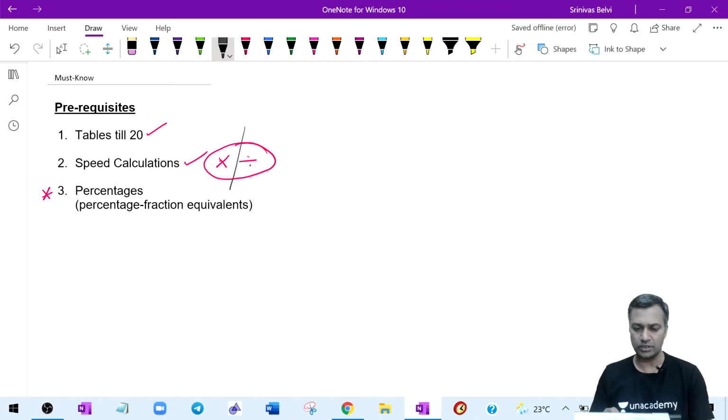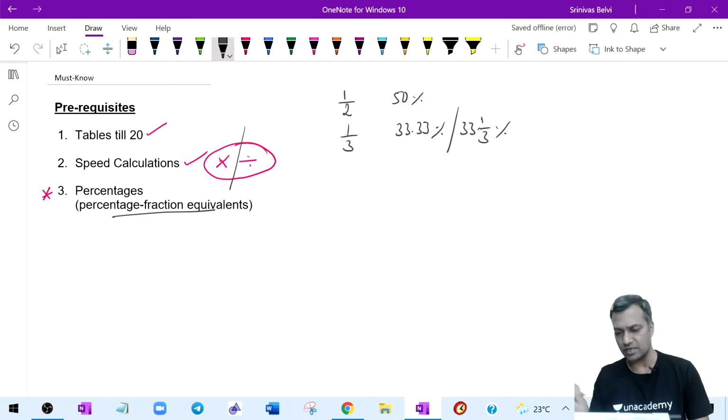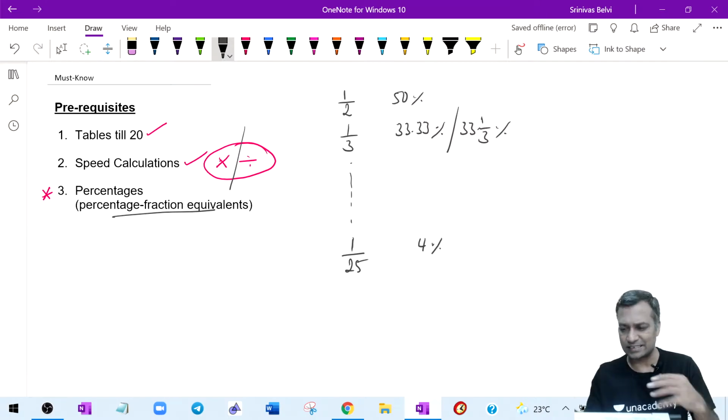The third important thing is the percentage fraction equivalent from either side. Let me tell you what I mean by percentage fraction equivalent. We start with 1 by 2, which is nothing but 50%. 1 by 3, we call it 33.33%, or some people remember this as 33 1 by 3%. Doesn't matter which style you remember. Likewise, you might have to know till about 1 by 20 or 1 by 25, which is 4%. By now you would know all the techniques. That is one chart you may have to know.